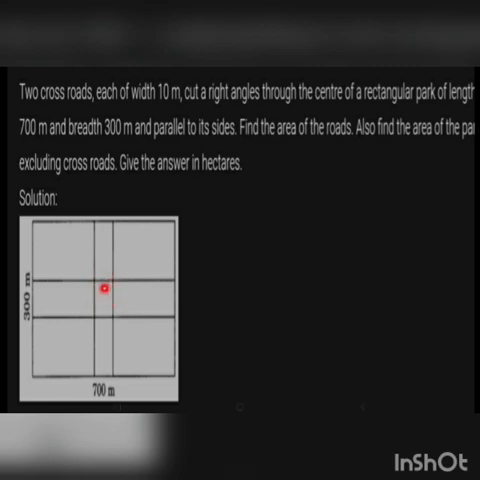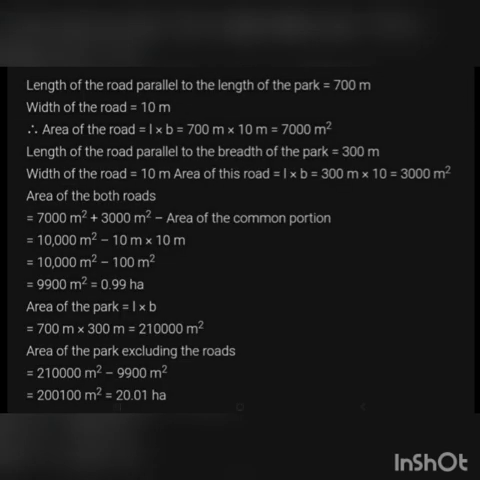Now if we consider this, what is this length? 10. What is this length? 10, 10, 10, isn't it? That means width of the road is given as 10. So you will get a square here with sides 10. So what is the area of that portion? 10 into 10. Area of a square is side into side. We are getting the side 10. So 10 into 10, 100 meter square.